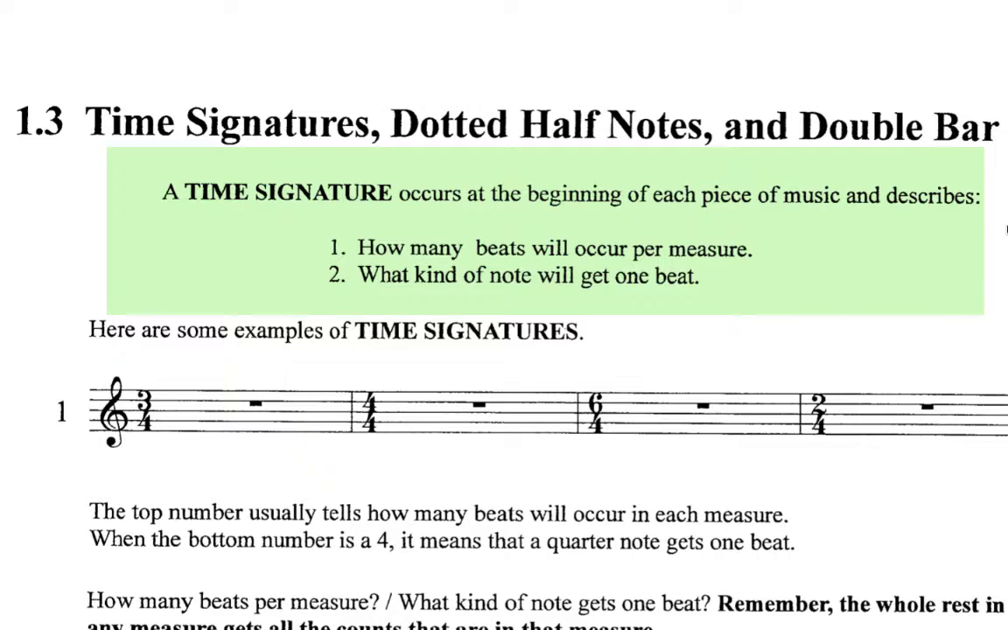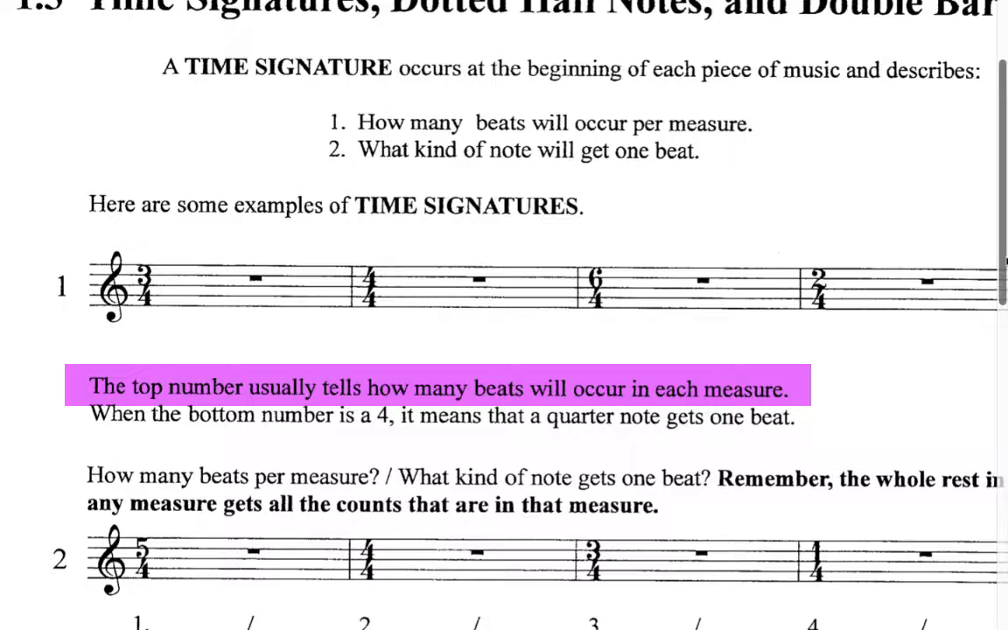A time signature occurs at the beginning of each piece of music and describes how many beats will occur per measure and what kind of note lasts 1 beat. Here are some examples of time signatures. The top number usually tells how many beats will occur in each measure. When the bottom number is a 4, it means that a quarter note lasts for 1 beat.